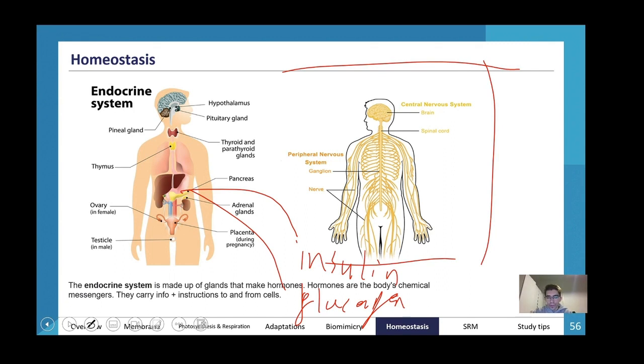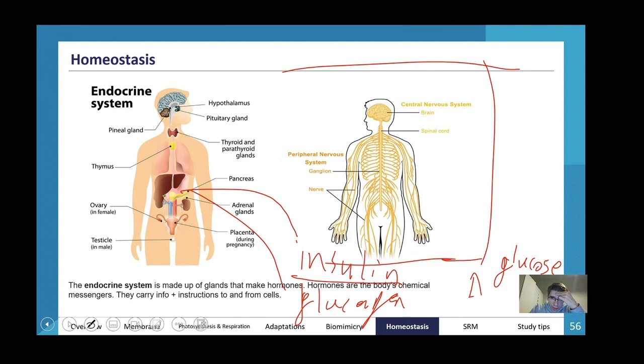When we eat a lot of sugary foods, what will happen is that there will be a lot of glucose released in our blood. A high glucose concentration will trigger insulin to be released from the pancreas.